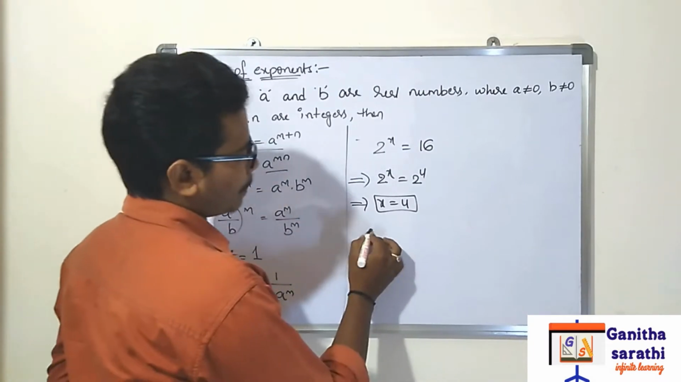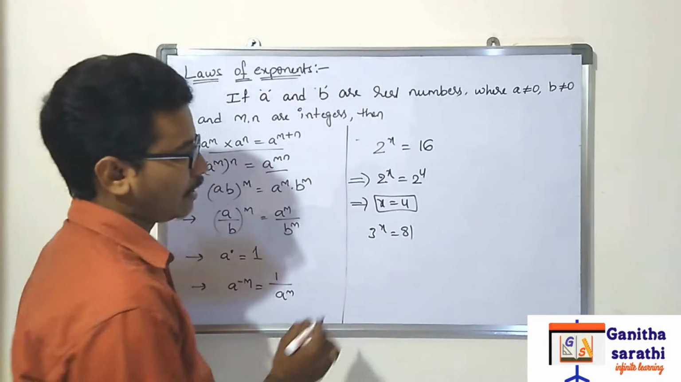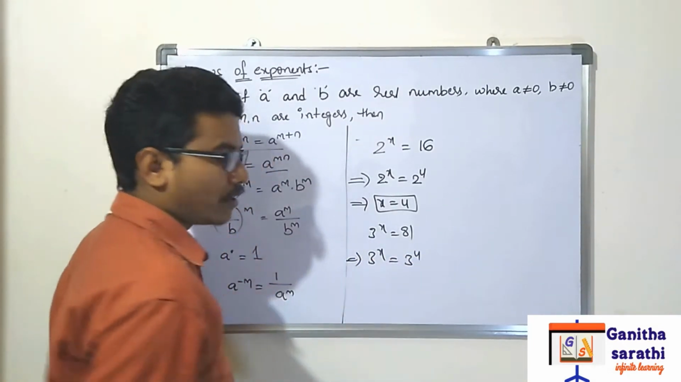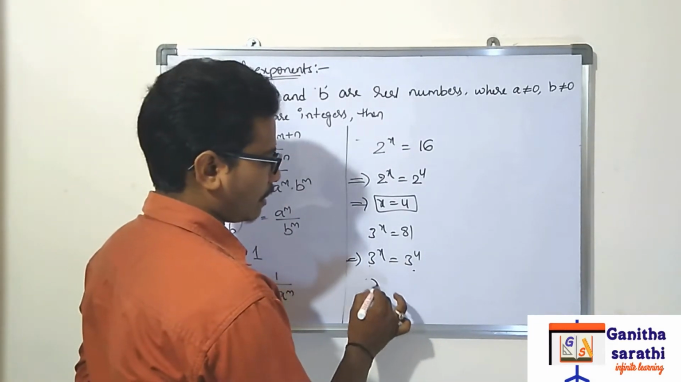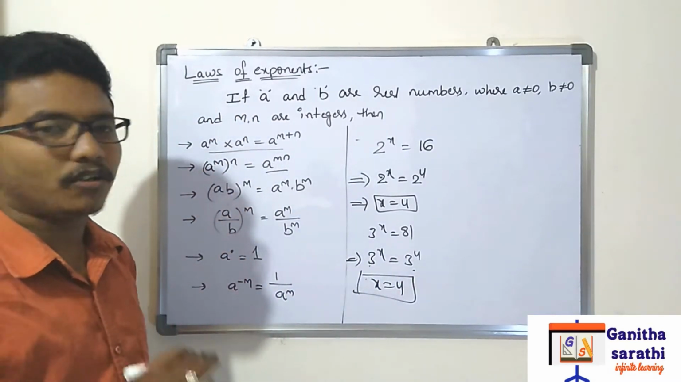For example, 3 power x is equal to 81. How can we find the value of x? 3 power x is equal to 3 power 4, and 3 power 4 is 81. Here also bases are equal, so you can equate the powers. That is, x is equal to 4.